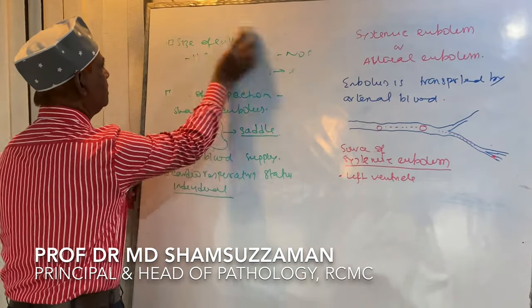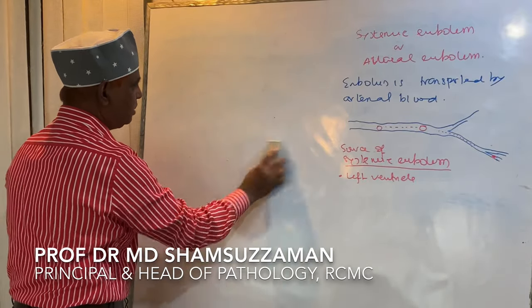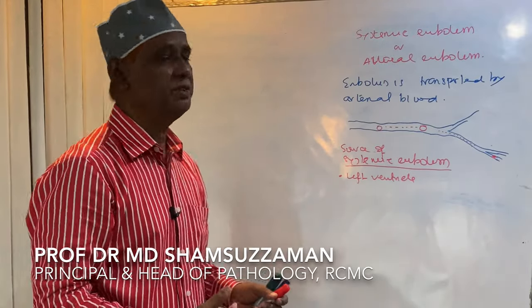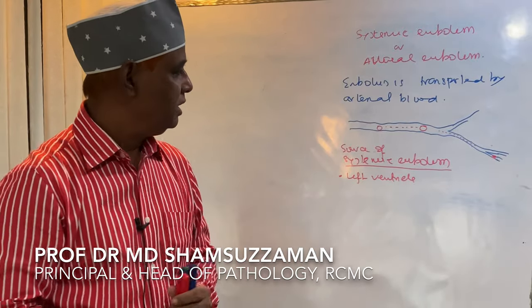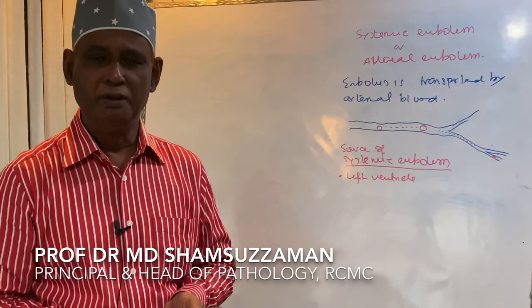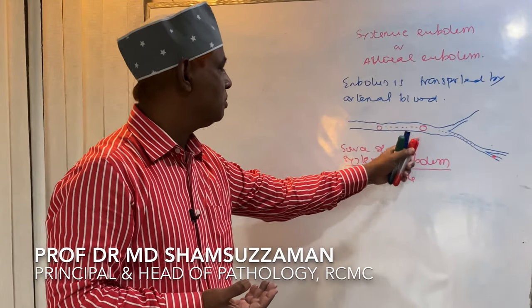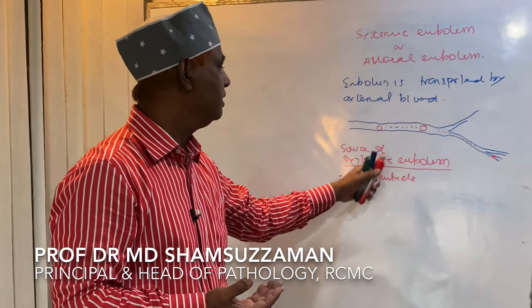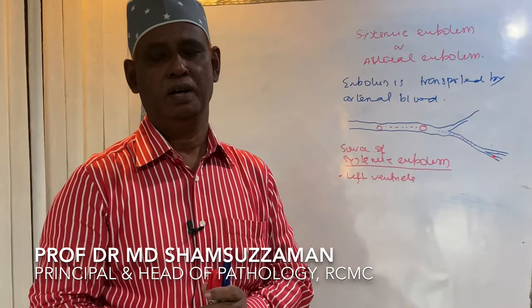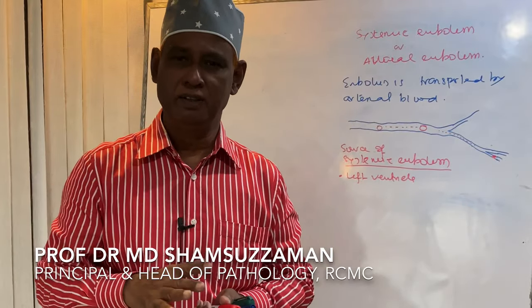If a thrombus is formed in the left ventricle following myocardial infarction, and if this formed thrombus is detached from the left ventricle, it will come out from the left ventricle and is transported by arterial blood. And this embolus originating in the left ventricle, coming in the arterial circulation, will lead to infarction and causes arterial embolism or systemic embolism. Again, the process of infarction is called embolism.